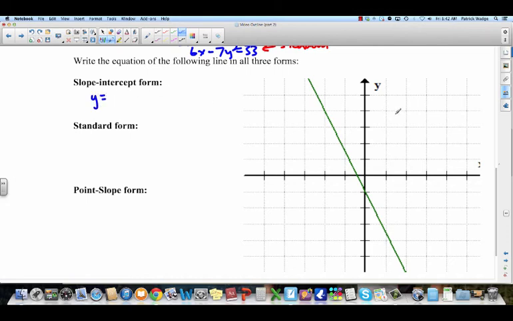That means we need the slope. Well, let's pick some points. Here's a pretty point, and here's a pretty point, and there's actually another pretty point right there. So I'll just pick the first two. So here's my triangle.